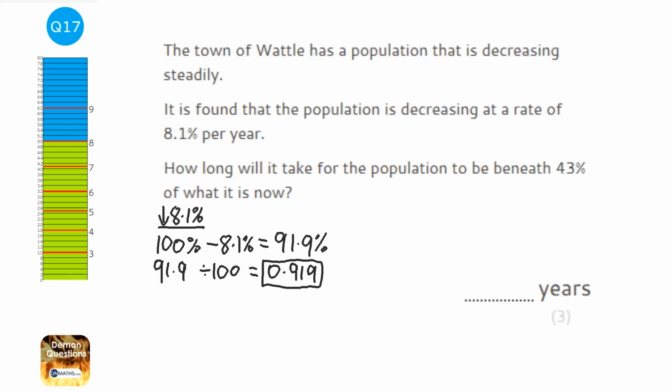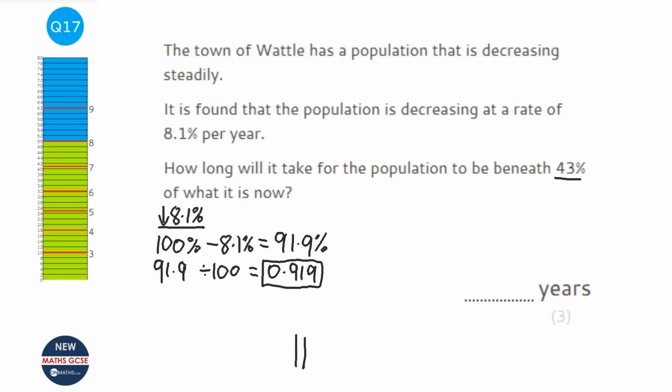Now we're going to use our calculator to work out how long it takes for that to go beneath 43%. We start off by typing in 0.919 on the calculator and pressing equals, which stores it, and that would be 1 year. We times it by 0.919 again, which gives us the second year, and press equals. Because we've done it that way, if I press equals again, it will give me the third year.